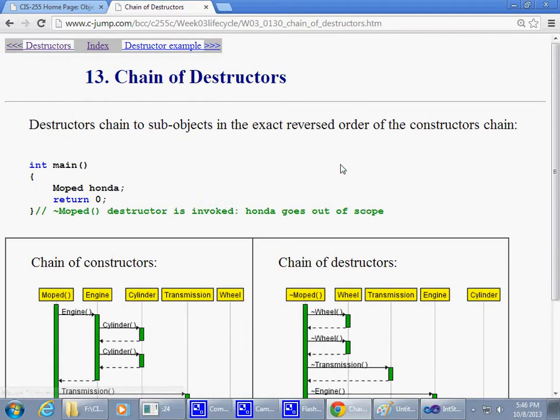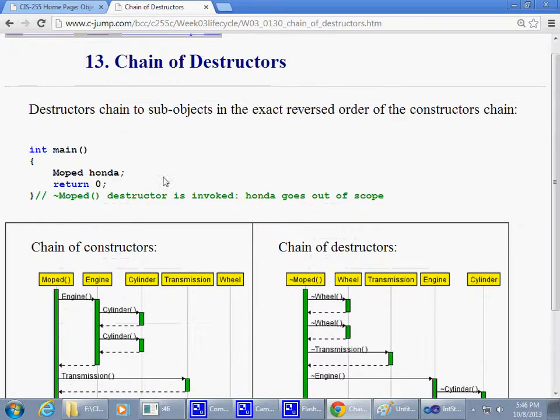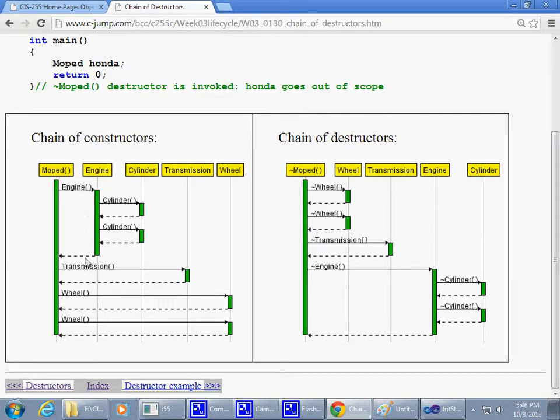So destructors. As we have a chain of constructors, remember, we discussed that the execution of constructors is very predictable. Likewise, the chain of destructors is also incredibly predictable, a symmetrical mirror image of constructors. If we had this code, Honda, for the moped user defined class, and it had a number of things, engine, which had cylinders, which also then had transmission and things like that, the execution of destructors is exactly the opposite.